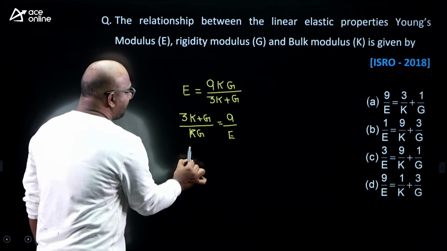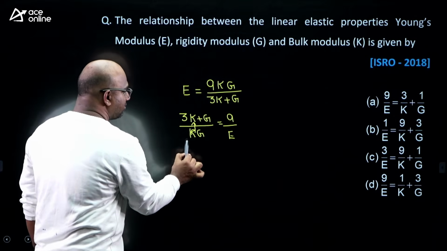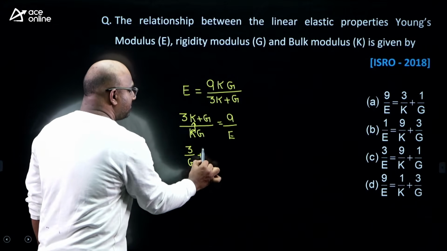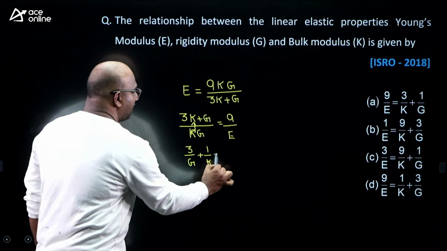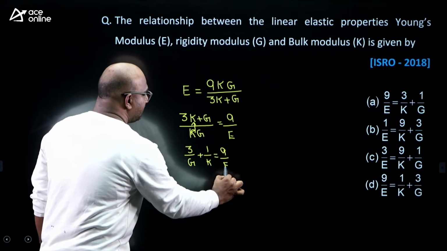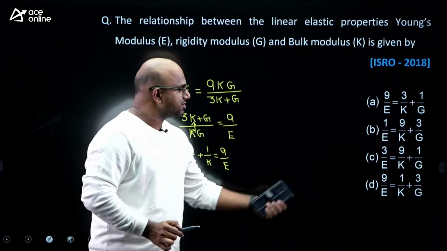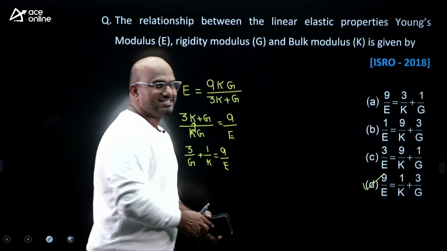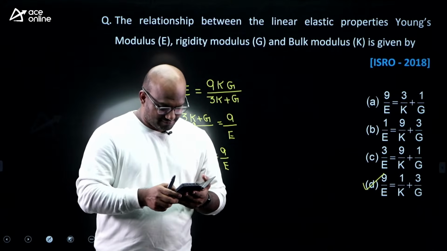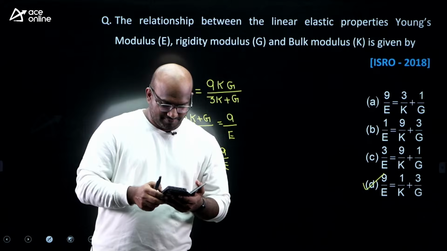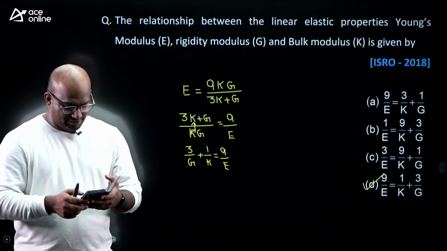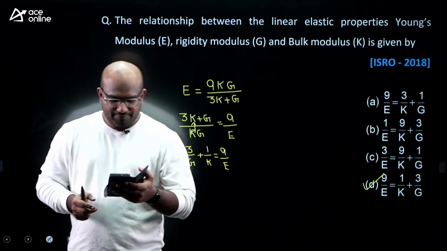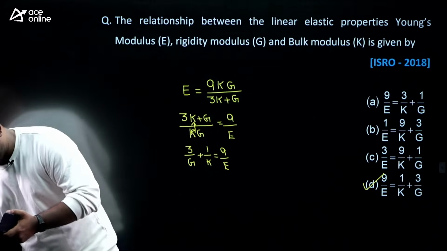Now, 3K by KG, how much? Just divide this one, guys. How much is coming? 3 by G is coming, plus G by KG is 1 by K, equal to 9 by E, guys. So which option is exactly matching here? Option D is exactly matching. I hope this is clear for you. Very good, Arjit, Ronal, Prince, Krishna. That's great.